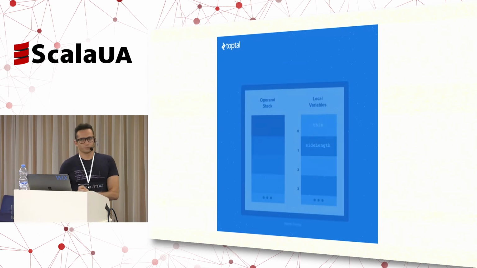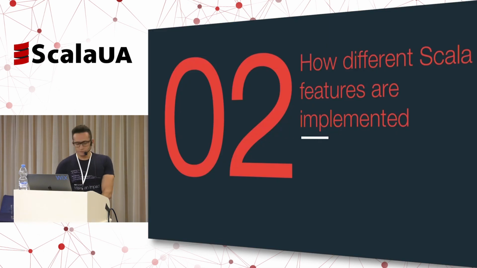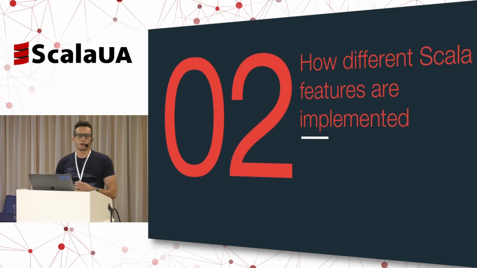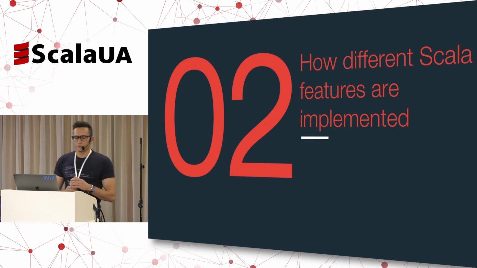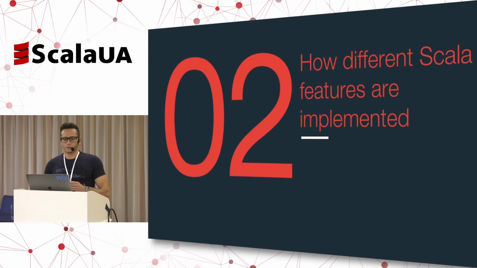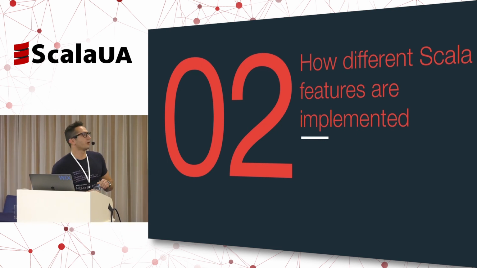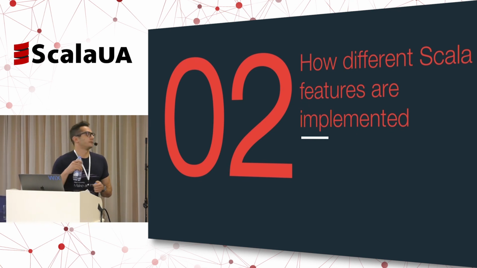So after this tedious introduction, now that we actually understand what's going on behind the scenes when we compile our code, and we know how to read the bytecode that is generated, and we know the flow of the operand stack, we can now do something a bit more fun and actually look at all the Scala features I've mentioned earlier and see how they are implemented on the JVM.